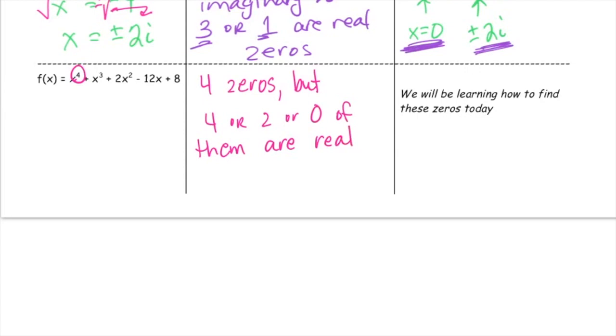And then we'd go ahead and try to set this equal to 0: x to the 4th plus x cubed plus 2x squared minus 12x plus 8 equals 0. And we have no idea how to do that because we have not yet learned how to factor something like this when I don't give you a hint on how to start. But you are going to learn that.